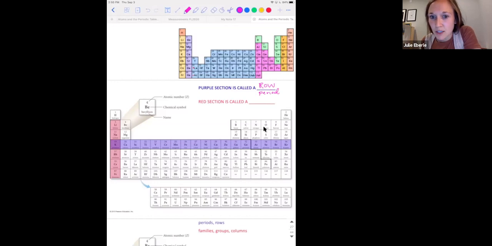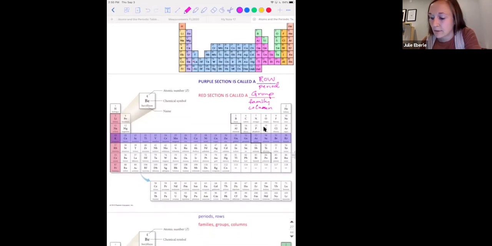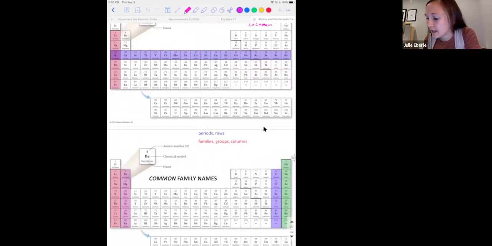So when I say row, I mean a horizontal section. The red portion is called a group. That's what I call it. It's also known as a family or a column, but I find myself using the word group most. So if I say row 2 or group 1, I want you to know what I mean. I'm talking about a vertical or a horizontal portion of this table. All right, so here's that information here.